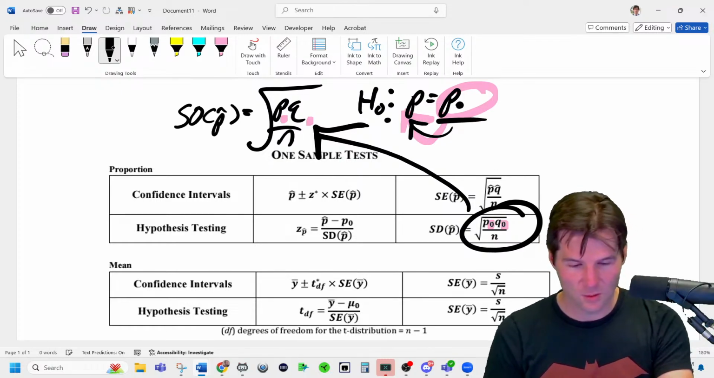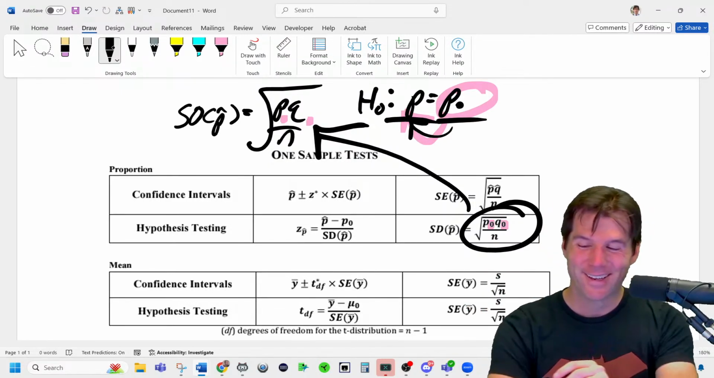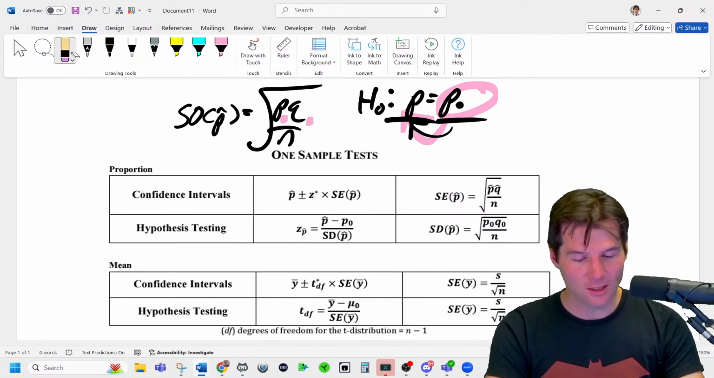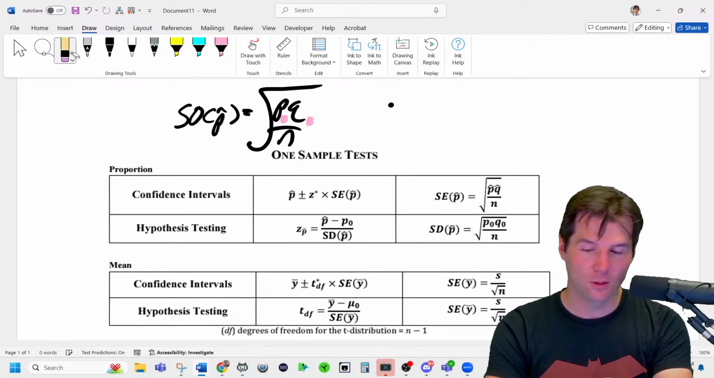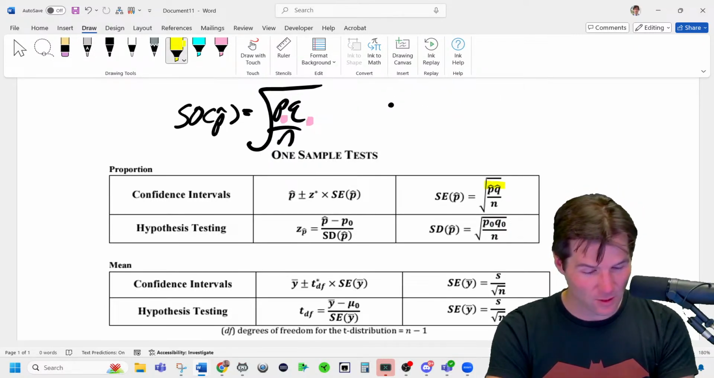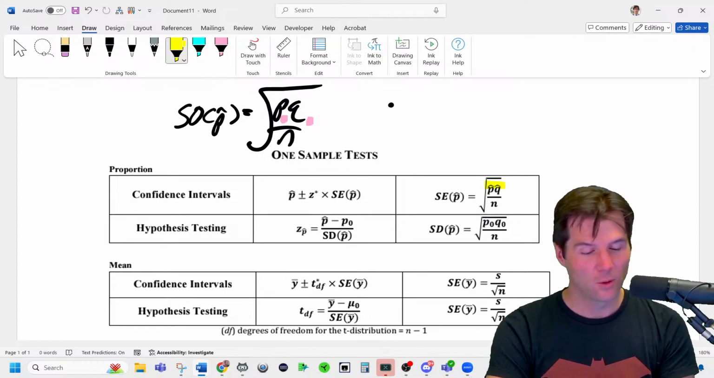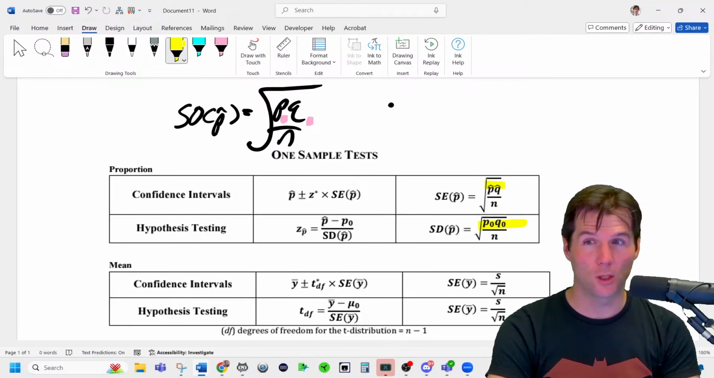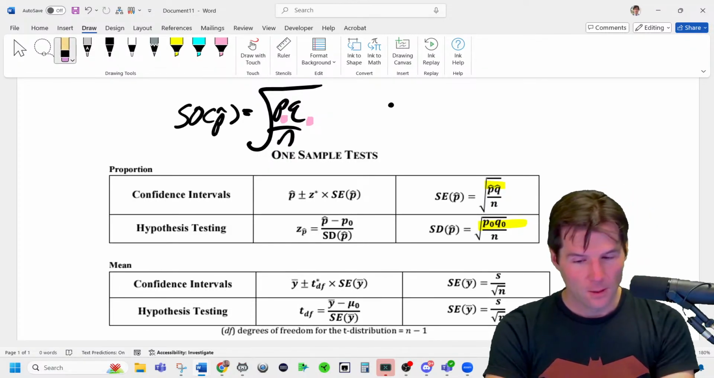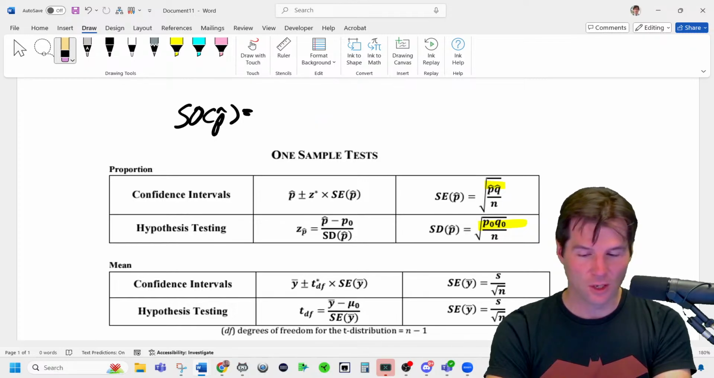Because P naught is P. Enough on that. It's called a standard deviation because of that instead of a standard error, because standard errors come from estimates. The estimates are the hats. Those come from samples, where these are assumed to be truth because they are P naught, Q naught, which according to the null, P naught and Q naught are complements of each other.